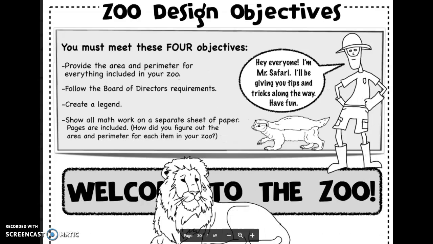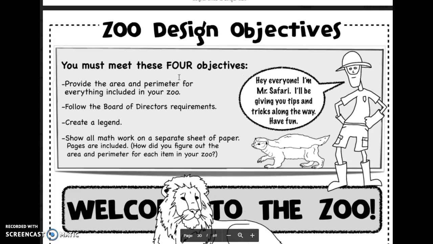Okay, here are your objectives. This is what we want you to do. Okay, you can color these pictures. Totally fine. I know you're going to ask me. You must meet these 4 objectives. Provide the area and perimeter for everything included in your zoo. So you will have to tell me after you build these things, what's the area and what is the perimeter. I'll talk more about that later on when we get to that section. You are going to follow the board of directors requirements, which I just read about the snacks and the aquarium house and the bathrooms and all that good stuff.